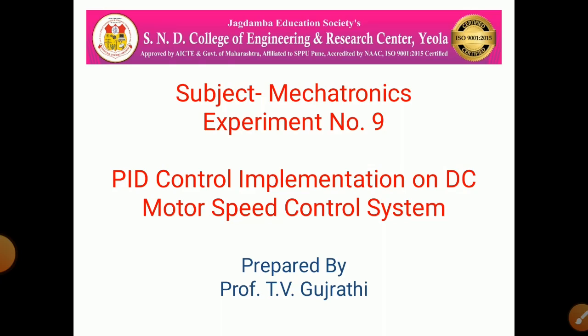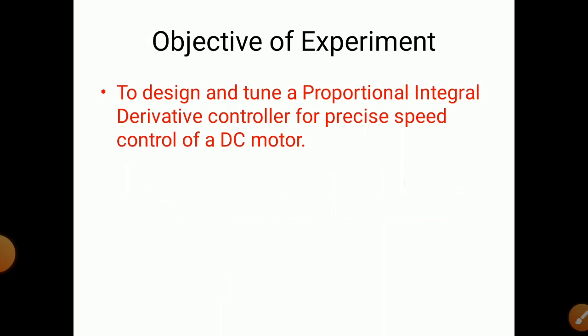Today we'll study experiment number 9 from the subject Mechatronics, and the name of the experiment is PID control implementation on DC motor speed control system. So what we are going to do here is implement a PID controller for controlling DC motor speed. We have to control the speed of the DC motor. So remember this. Now the objective of the experiment.